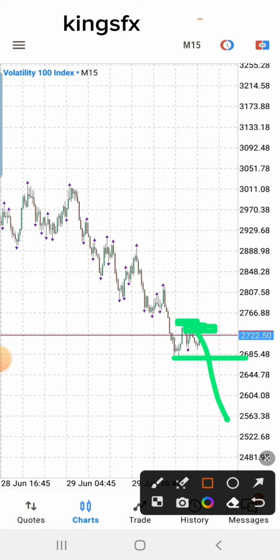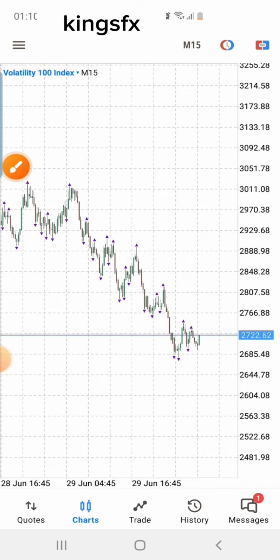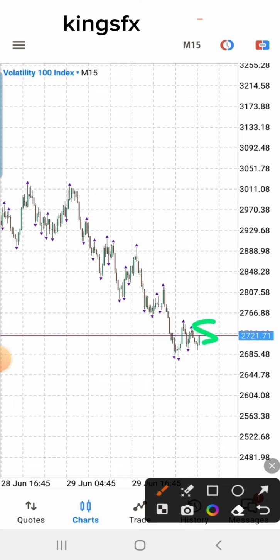Let's say you just close your eyes without doing any other analysis and enter a sell at this zone. You're actually doing the right thing. Trading is just understanding the chart pattern, the price action, what the price is doing, and you follow the price, right?